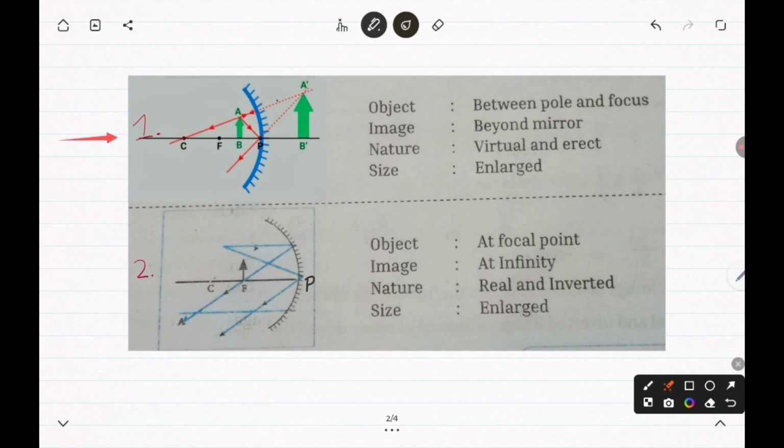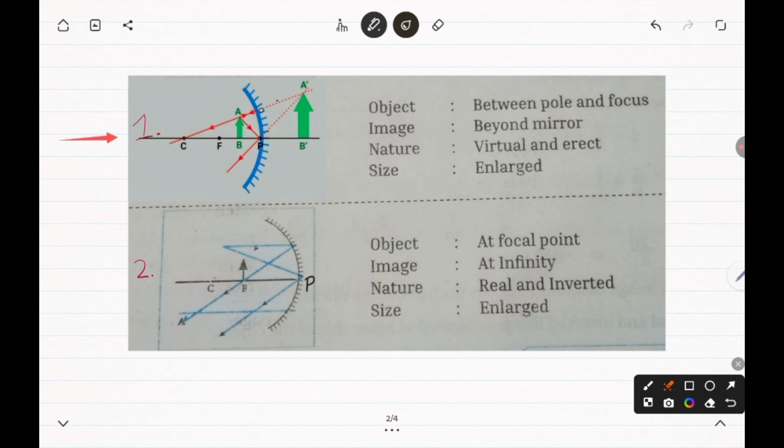Okay guys, so this first scenario is our object is between pole and focus. Right here is our object. Our first ray will come from the center of curvature. As per the rule of image formation, the ray which comes from the center of curvature will reflect and go back with the same path. So this ray reflects and goes along the same path from where it came.